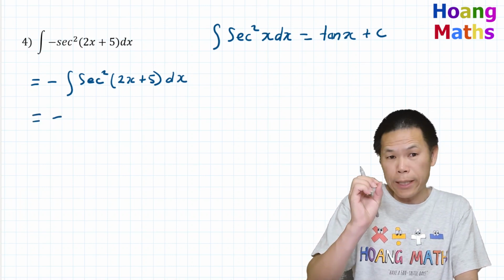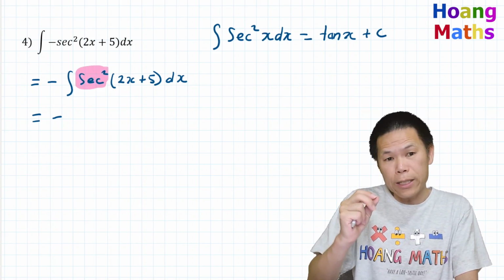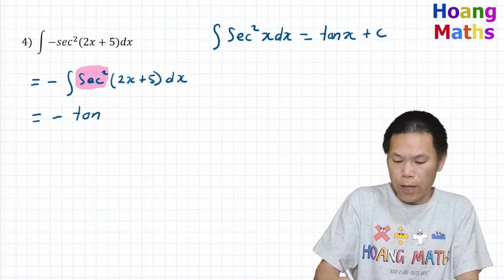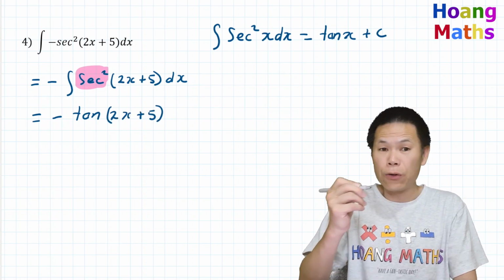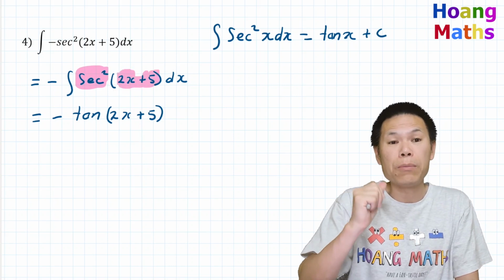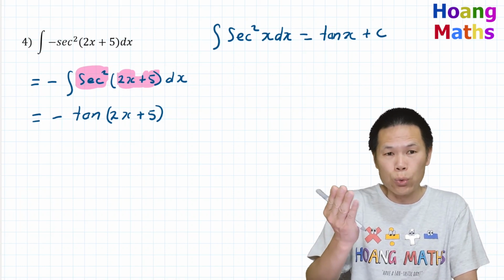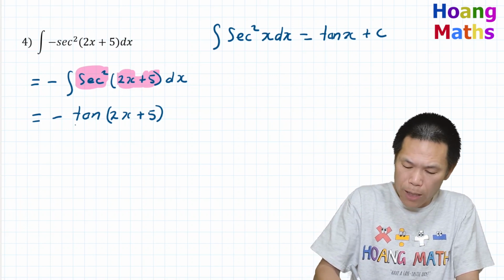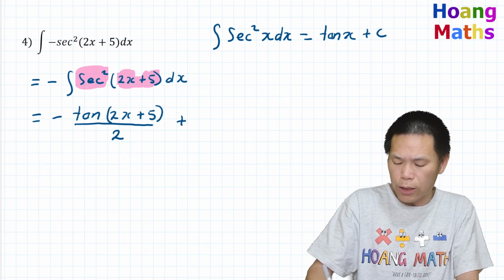So the negative, I just write this down. Now I integrate the trig. Sec square, if I integrate that, it will give me tan. So I just write this down: tan of the angle, that is 2x plus 5. And don't forget, we need to differentiate the angle. Differentiating 2x plus 5 gives me 2. So instead of times 2, I just divide by 2. That's all. And don't forget, we need to add the constant, that is c.